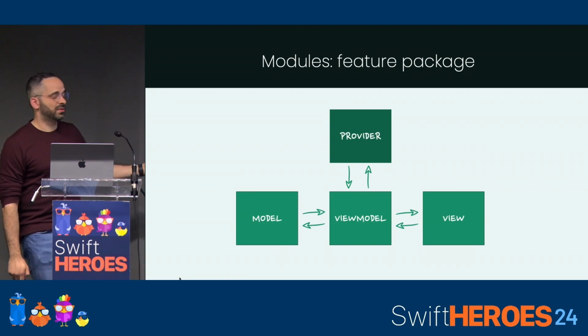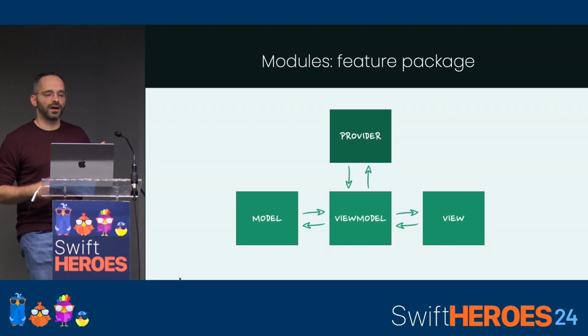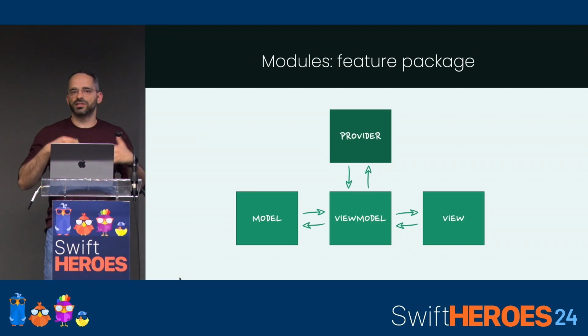For our feature packages, we use MVVM, and we use the concept of a provider. So basically, you have your ViewModel, where you have all the business logic for that view. You have your model, which for us is very basic, dumb structs. And you have a provider, which basically is your connection with HTTP servers and stuff like that.